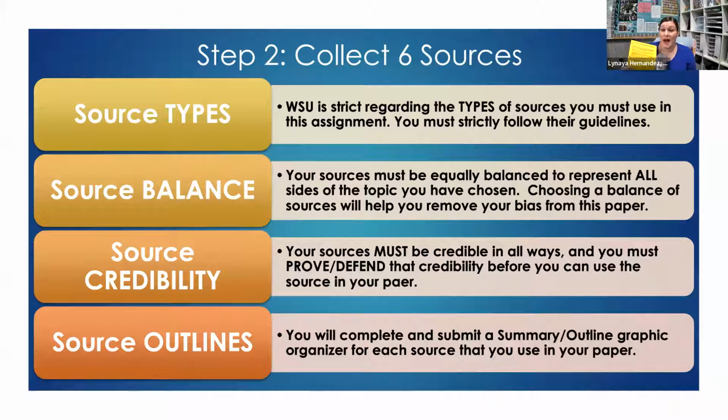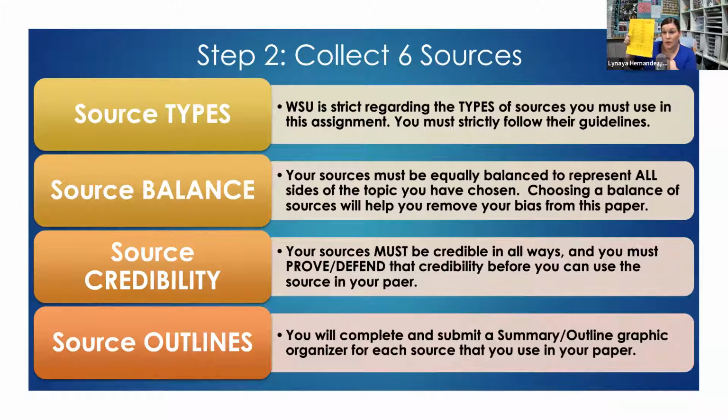Weber State has restrictions on what types of sources you need to use. You have to have a certain number of different types of sources. They need to be balanced, meaning that they represent both or all sides of a situation, and they need to be credible. This yellow paper that I will give to you will help you understand the source requirements, and it'll help you record your sources, what types of sources they are, and where the sources fall on the spectrum of opinion on your topic as well.